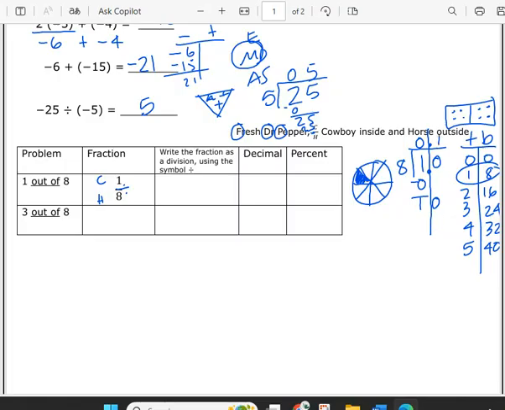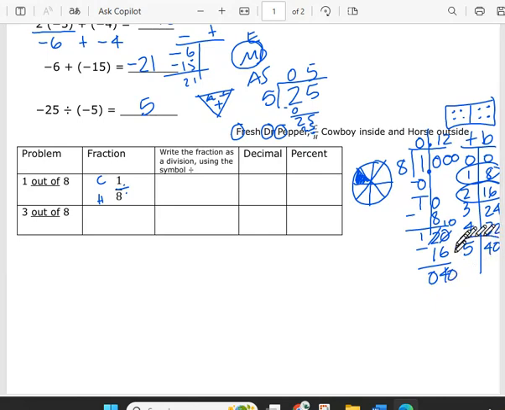1 on top, 8 on the bottom, subtract. 10 minus 8 is 2. Add a 0, bring down the 0. 8 into the 20 is 2 times. Keep your work organized. You borrow, 10 minus 6 is 4, 1 minus 1 is 0. Add a 0, bring down the 0. The 8 into the 40 goes 5 times, and we're done.